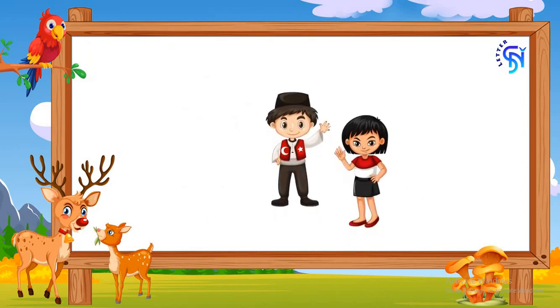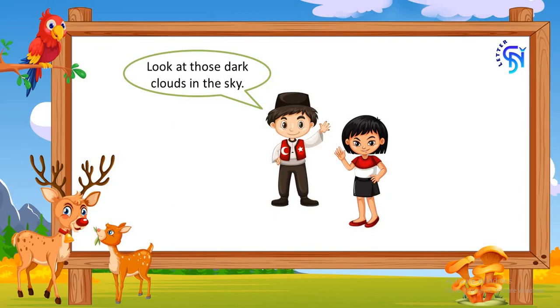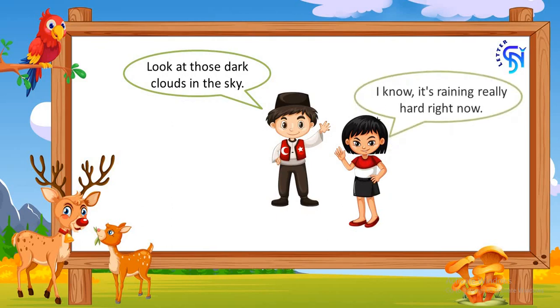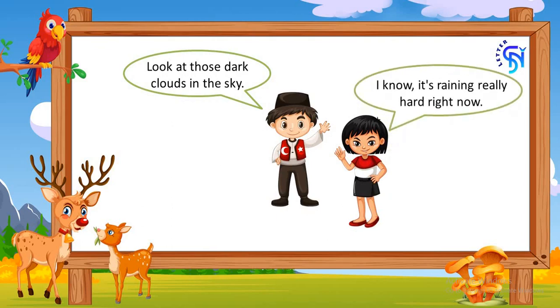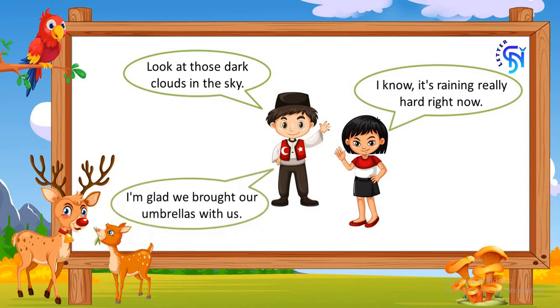Let us now look at some present continuous tense conversations. Look at those dark clouds in the sky. I know, it's raining really hard right now. I'm glad we brought our umbrellas with us. I hope you understand everything I have told you so far.